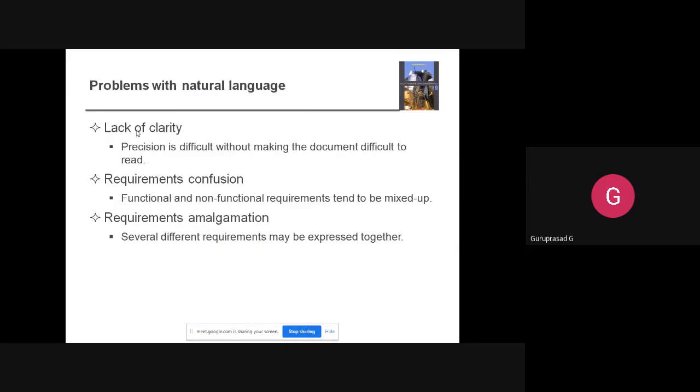Problems with the natural language, we already discussed it. Lack of clarity, precision is difficult. Requirements confusion: functional and non-functional requirements get mixed up. And requirements amalgamation: different requirements may be expressed together. So these are the problems with natural languages.